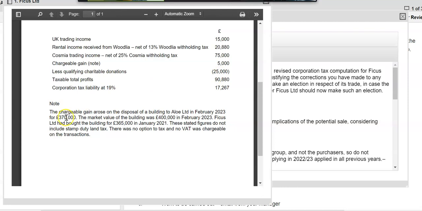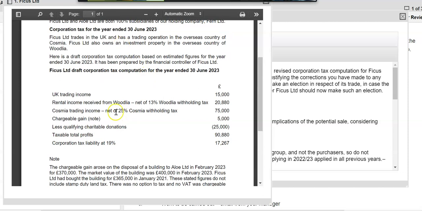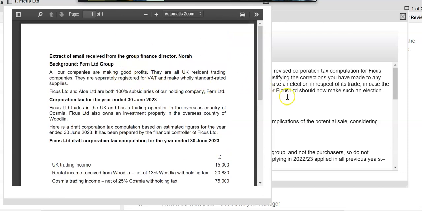Okay, so note, the chargeable gain arose on the disposal of the building to Alloy Limited in February 23 for £370,000. The market value of the building was £400,000 in February 2023. Fiscus Limited had bought the building for £365,000 in January 21. So the stated figures do not include stamp duty land tax, so you also forgot stamp duties. There was no option to tax, and no VAT was chargeable on the transaction. Okay. So that's it. We have to use this format, this extract to calculate the tax.